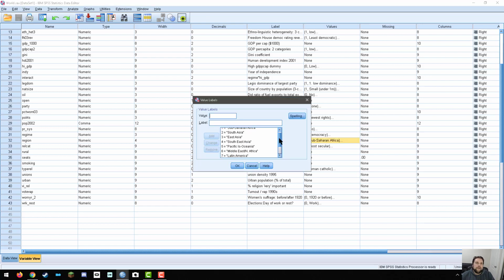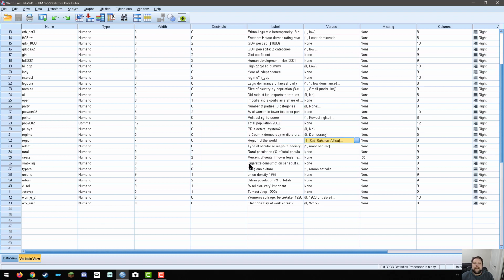And our categories there are Sub-Saharan Africa, South Asia, East Asia, Southeast Asia, the Pacific Islands and Oceania, Middle East and North Africa, Latin America, the Caribbean and non-Iberic America, Eastern Europe, and there's a separate category for industrialized. I have no idea what that stands for, but we'll go with it, all right?